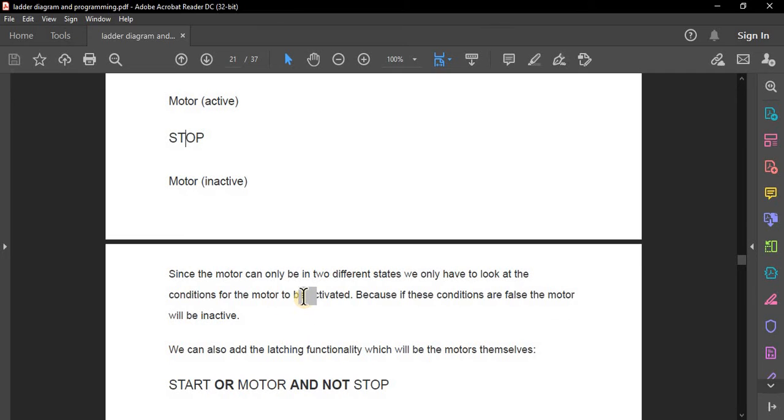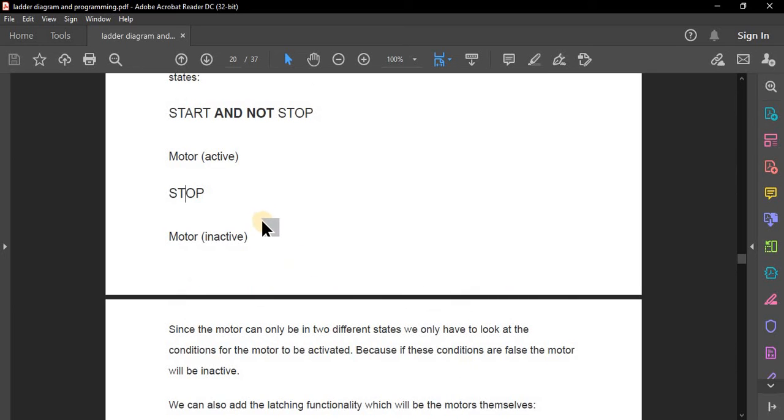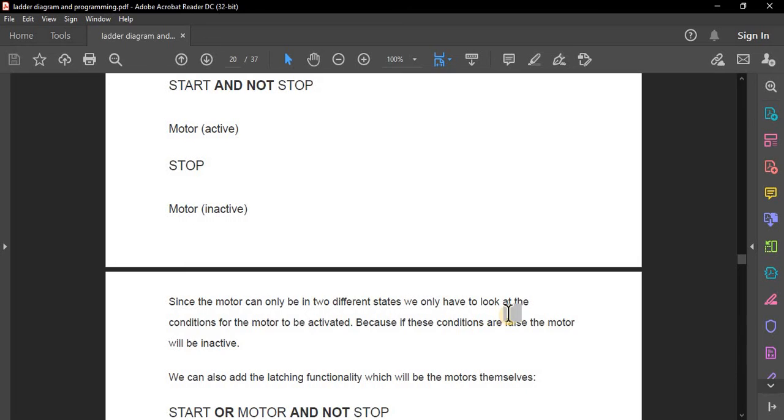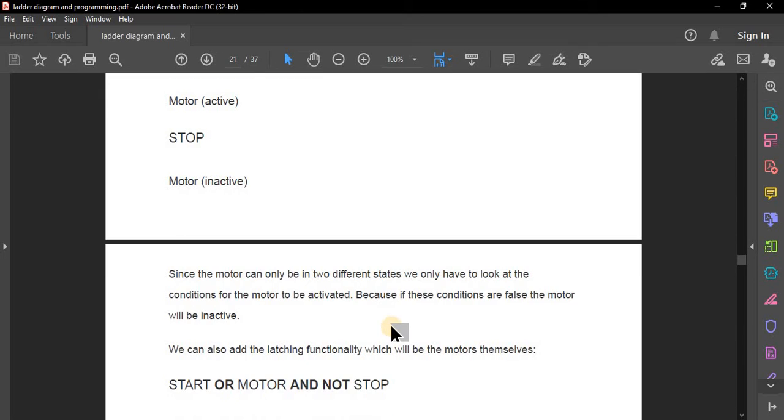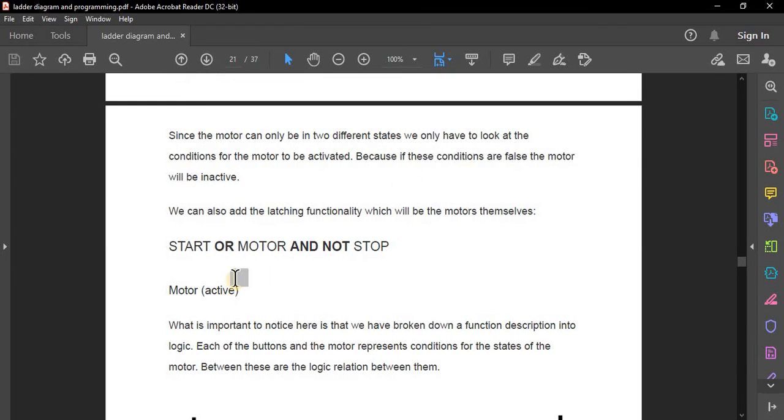Since the motor can be in only two different states, we only have to look at the conditions for the motor to be activated, because if these conditions are false, the motor will be inactive. We can also add the latching functionality, which will be the motor itself. So the first one is start or motor, and not stop.